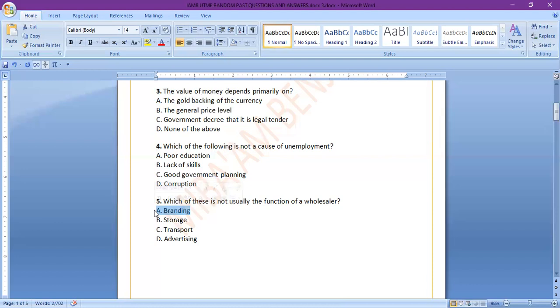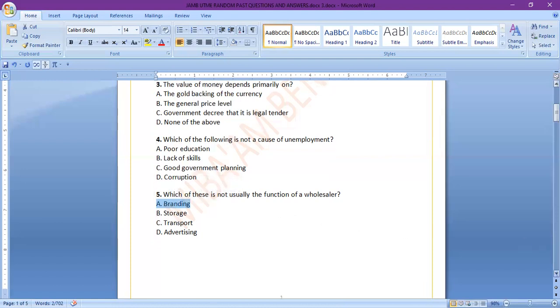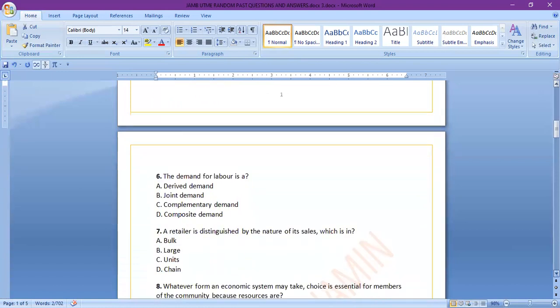So the option is branding. Branding is basically done by the producer and not the wholesaler.